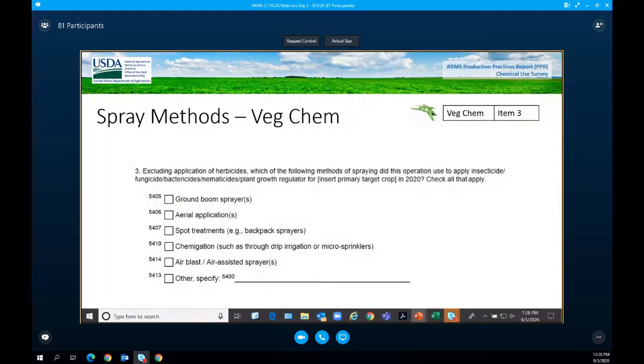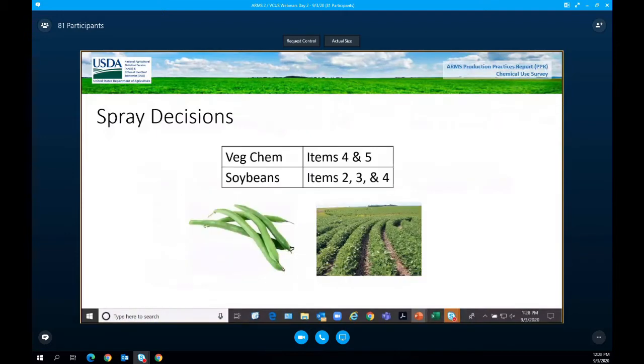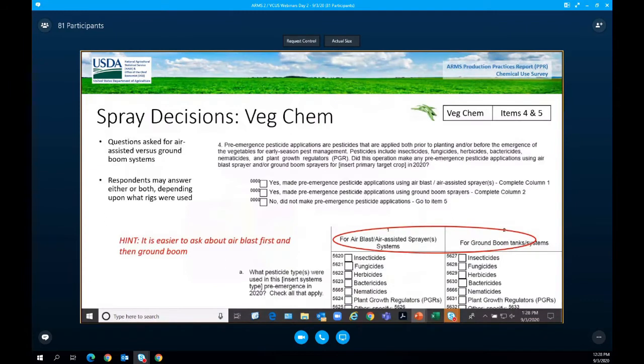But this can also refer to air-assisted ground boom sprayers. So if you remember that picture of the shielded sprayer that Seth showed, some of those actually have air assist setups where there's an intake fan that shunts air through the chutes out by the nozzles and forces that spray down into the vegetable canopy. So if growers are using either of those, that's what we want to capture here. And that's going to be important because, as you'll see, we're going to then split some of the questions based upon this different technology. So for items 4 and 5 in VegChem, we're going to ask a lot about different spray decisions for their different spray rigs.